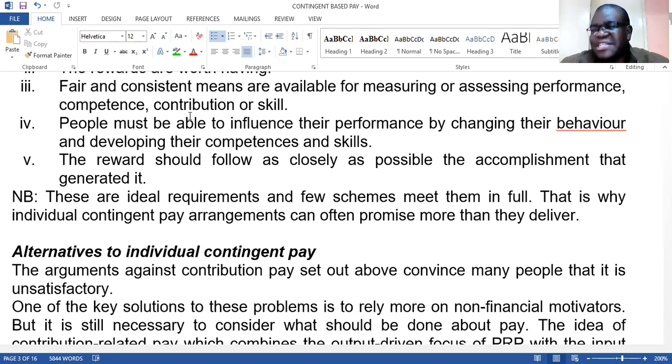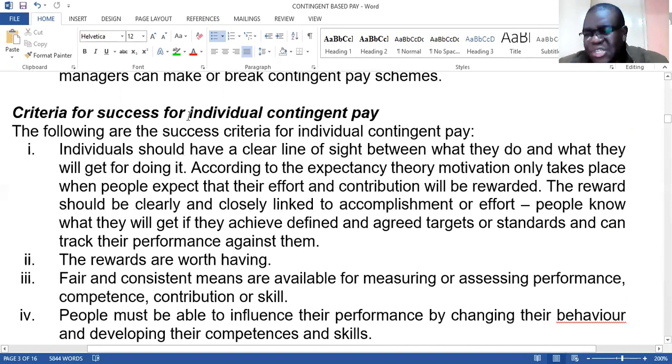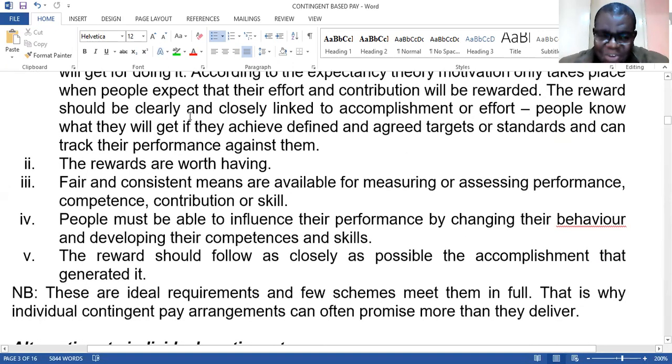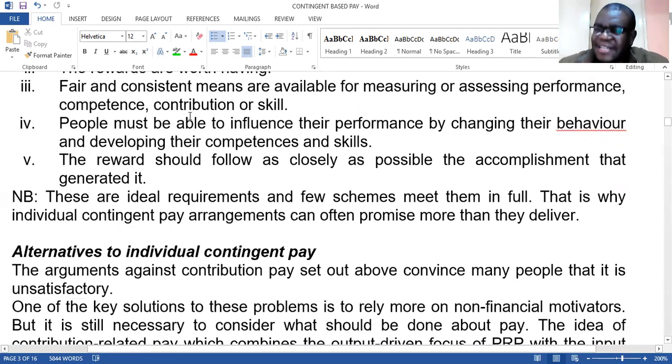Not waiting until 2021 to say you want to pay a bonus for targets that were achieved in 2019. You lose it. So for you to succeed, what is to be done and what one will get should be clearly set out. The rewards that the individuals will get should be worth it. There has to be a fair and consistent means of measuring and assessing performance, contribution, skills, competence.